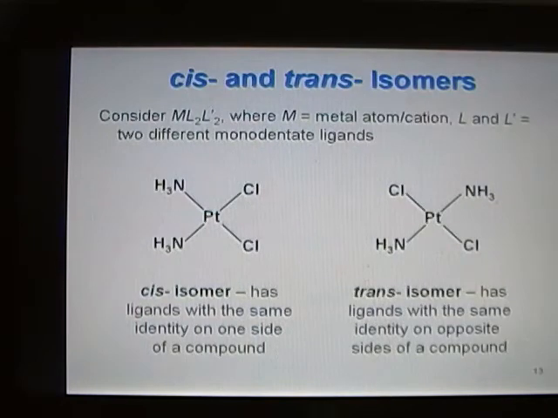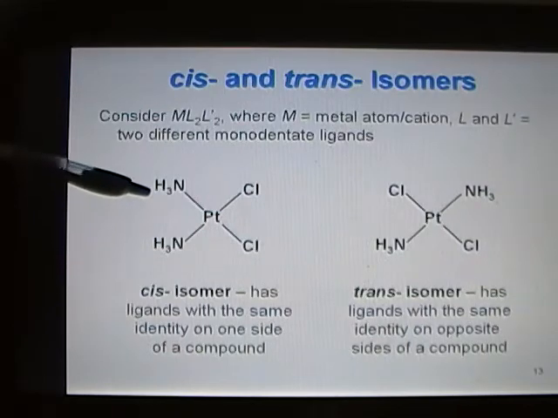So, let's consider the following square planar complexes. ML2L'2, where M is the metal cation or atom, and L and L' are two different monodentate ligands such as chloro or amine.